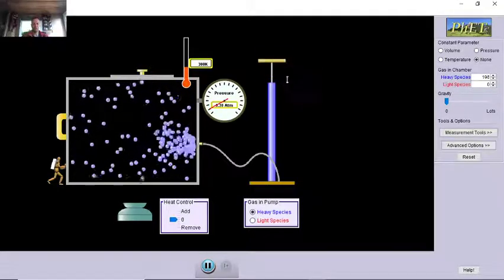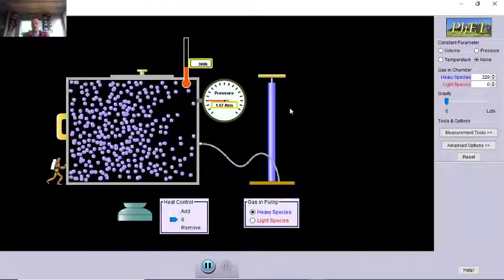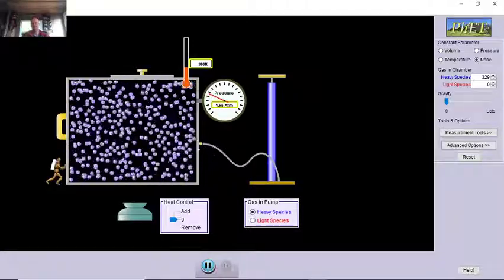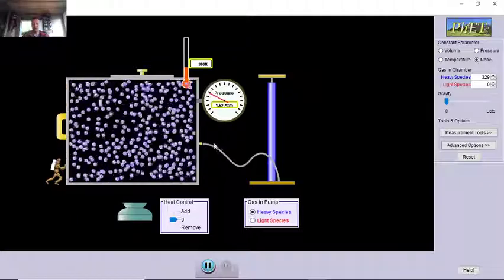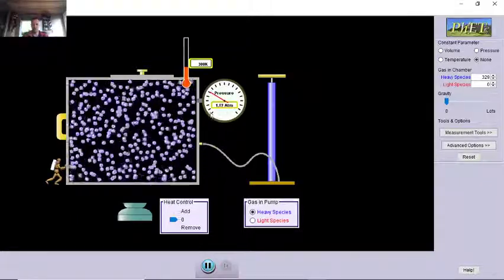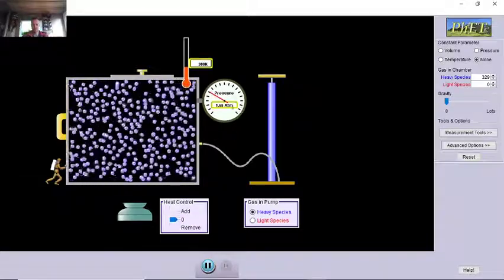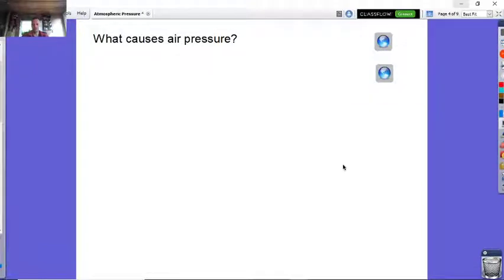Now, if I pump in more air, doesn't this make sense? I've now got more air particles. If more particles hit the wall, I'm going to have a bigger force. If I've got a bigger force, I'm going to have a bigger pressure. And you see now it's gone right from about 0.3 up to 1.6, 1.7. So this is why we get atmospheric pressure.